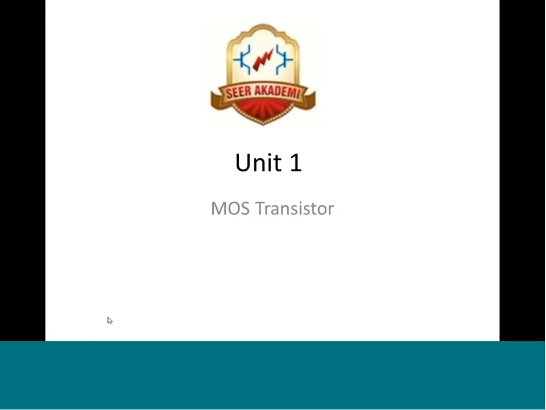Unit 1, I assume that everybody is familiar with the basic working of a MOS transistor. But in Unit 1, we'll again go back to the MOS transistor and just see how it works. Mostly what we are concerned about is how a MOS transistor works as a switch, since that is the functionality we use most in digital design.